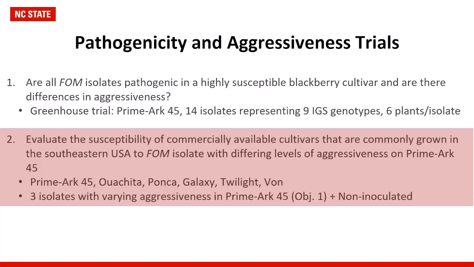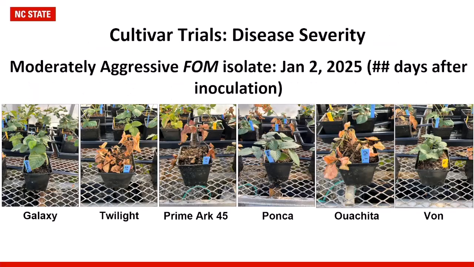Okay. Next, we wanted to look at commercially available cultivars, like I said. So we looked at Primark 45, Wachita, Ponca, Galaxy, Twilight, and Vaughn. All right? And then we looked at 3 different isolates with varying aggressiveness from our Primark 45 trials, plus the non-inoculated. Oh man, I still put number of days. I forgot to change that. They were inoculated on election day, so you can do the back math, but it's about 2 months from when those were inoculated. Jamie let me know last night, and I forgot to change it, but that's okay.